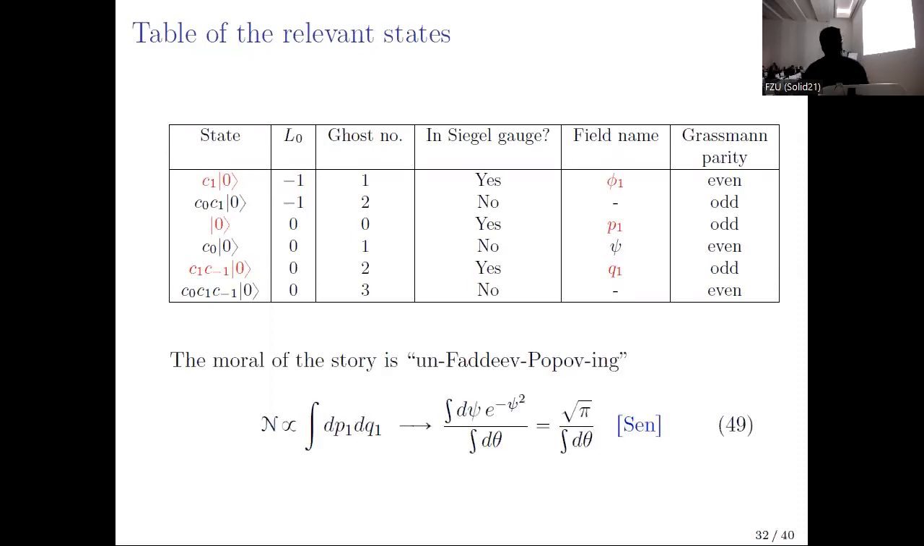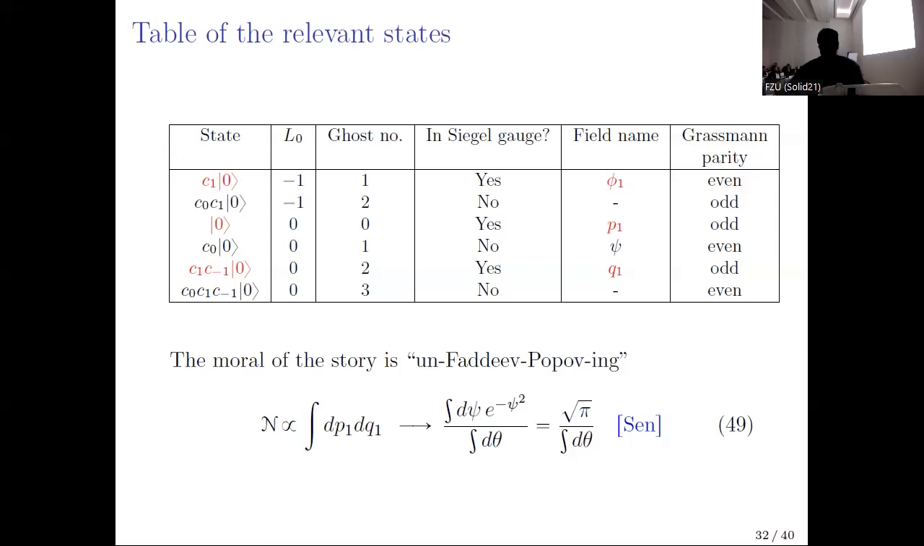Actually, the point that Ashok Sen realized in his work following Shi Yin et al.'s work is that this P1 and Q1 should be replaced by this d psi integral. Psi is an out of Siegel gauge state, so you have a C0 here. It has L0 equal to 0, but this is what you should do, and you should explicitly divide by the volume of the gauge group. So you have to make this replacement in the path integral. Throw out the P1 and the Q1 and replace it by d psi over d theta.